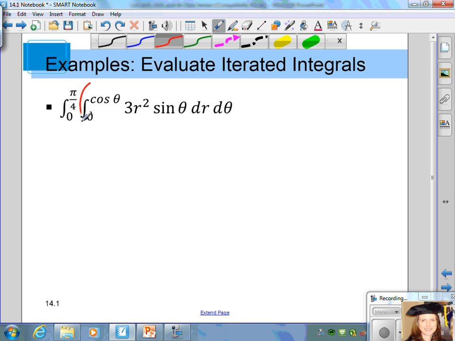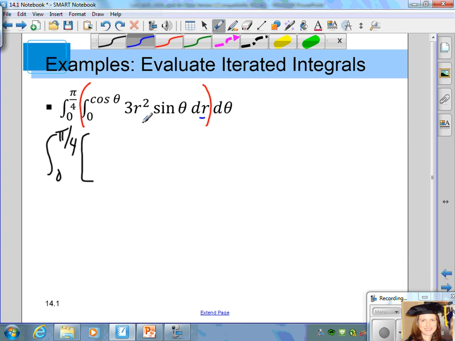So our inside integral has a differential dr. We're going to treat r as a variable and theta as a constant. And then when we simplify the inside integral, we'll end up with a single integral with the differential d theta. So we would integrate with respect to theta. Since we're integrating the inside, let's go ahead and write our outside from 0 to pi over 4 of what we get when we simplify this whole thing here.